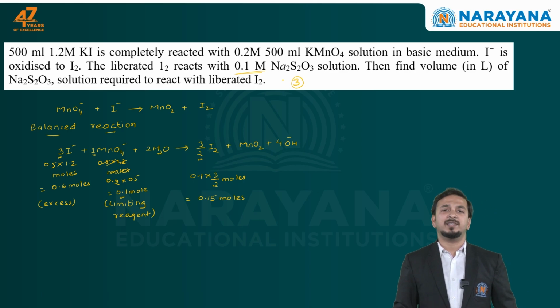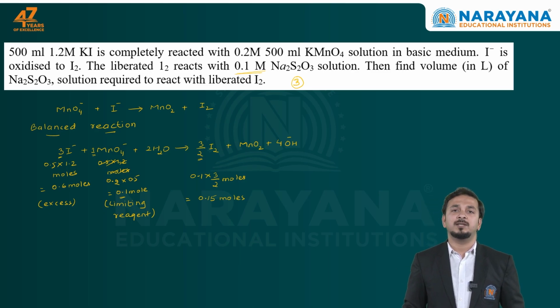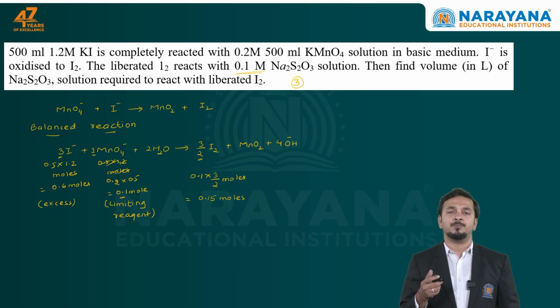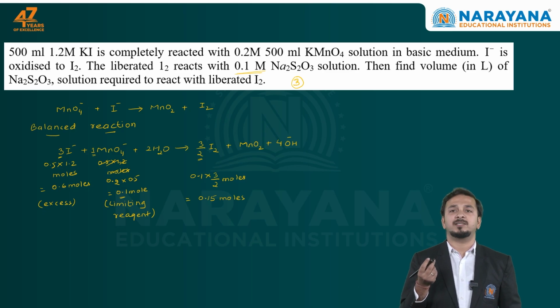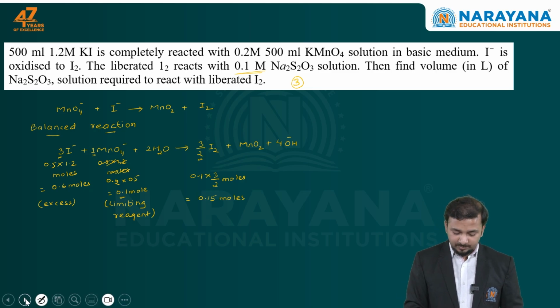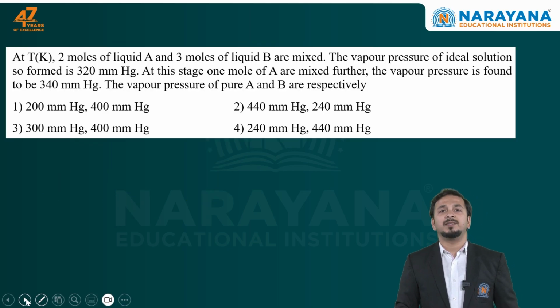So I will rate this as a tough question because it involves first balancing of redox reaction, then it involves the concept of limiting reagent, then it involves the concept of stoichiometric calculations. Let's move to the next question.